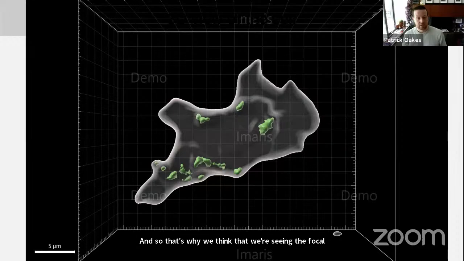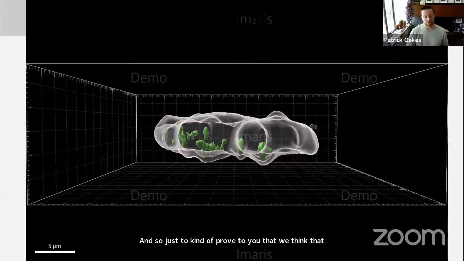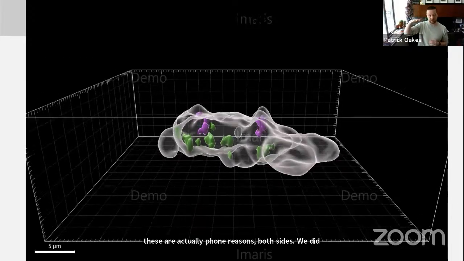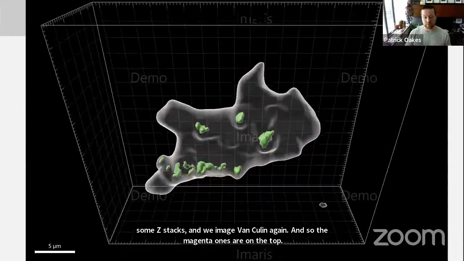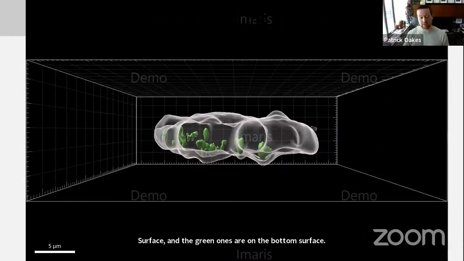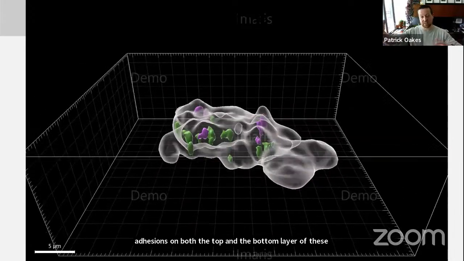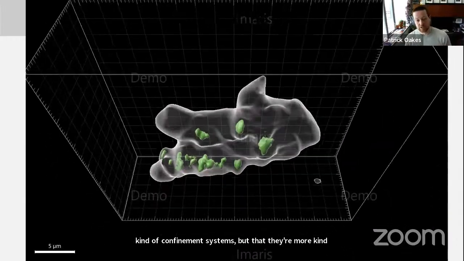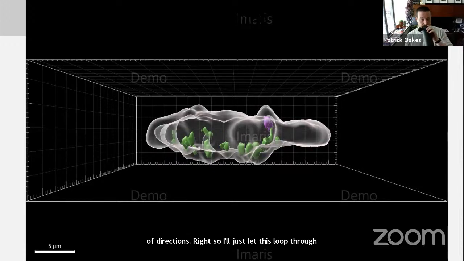And so just to kind of prove to you that we think that these are actually focal adhesions on both sides, we did some Z-stacks and we imaged the vinculin again. And so the magenta ones are on the top surface and the green ones are on the bottom surface. And so you can really see that they're forming adhesions on both the top and the bottom layer of these kind of confinement systems, but that they're more kind of centrally located as they send out these big protrusions in other kinds of directions, right? So I'll just let this loop through just so that it's pretty obvious that we have it on both surfaces.